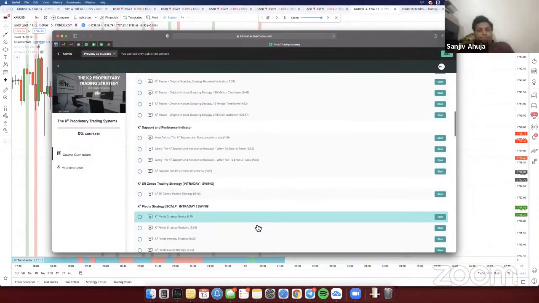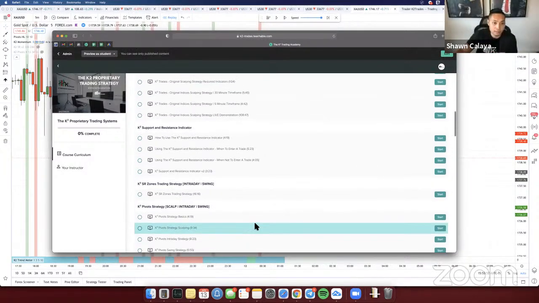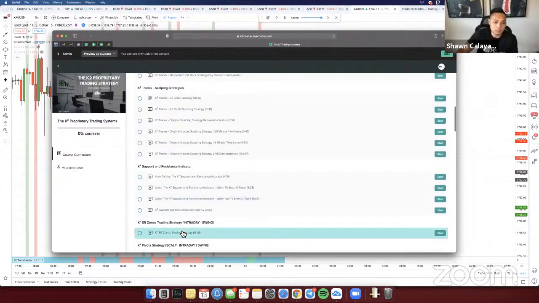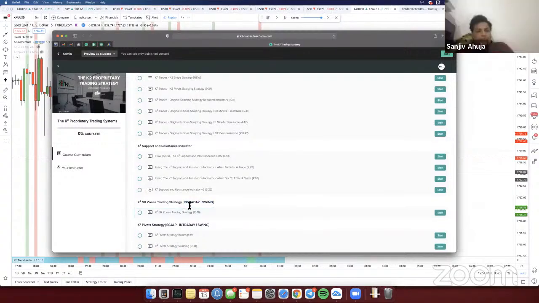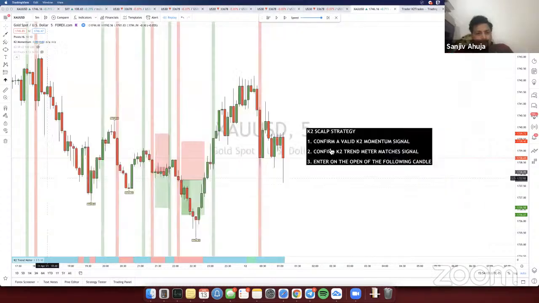The only other strategy that we have here would be the K2sr strategy, but this is for intraday and swing. Do you still want to go over that? I'm not sure if you trade that way. Intraday swing, yeah, let's go. Okay, perfect.